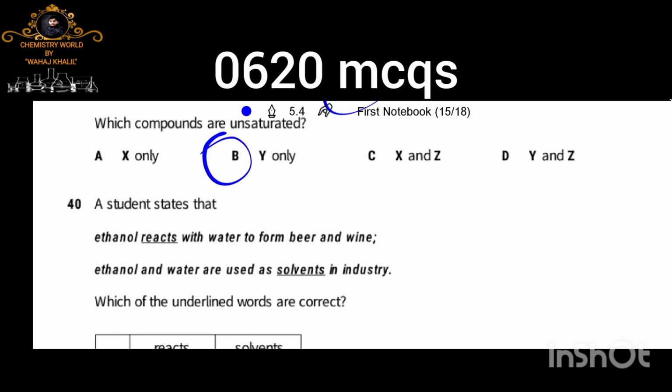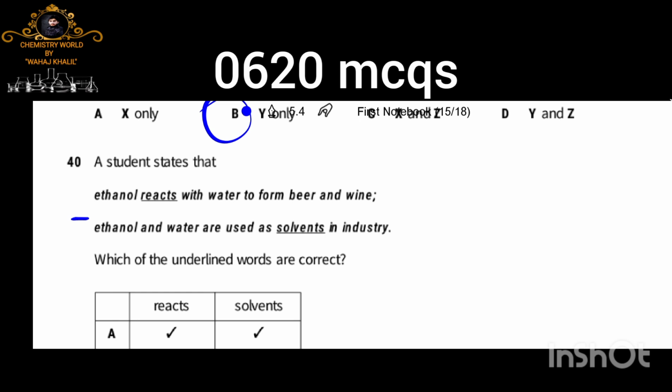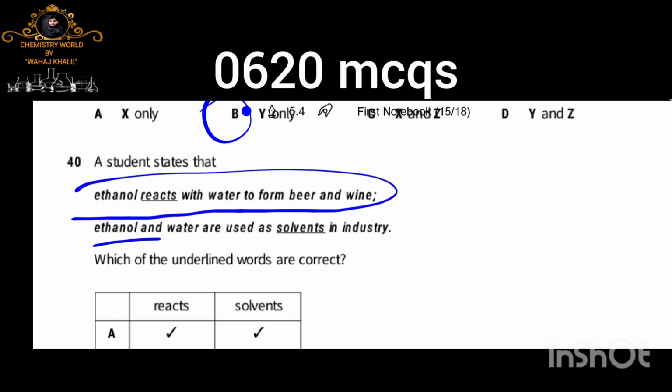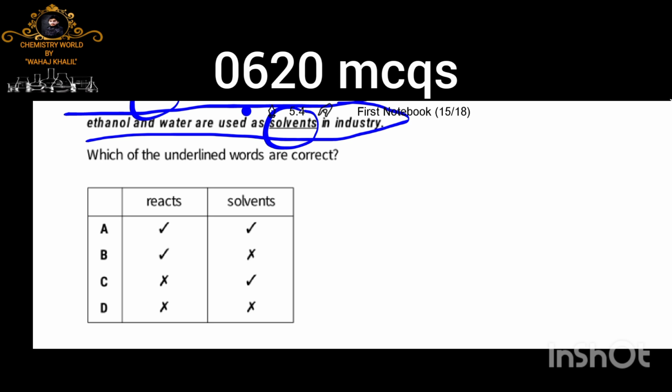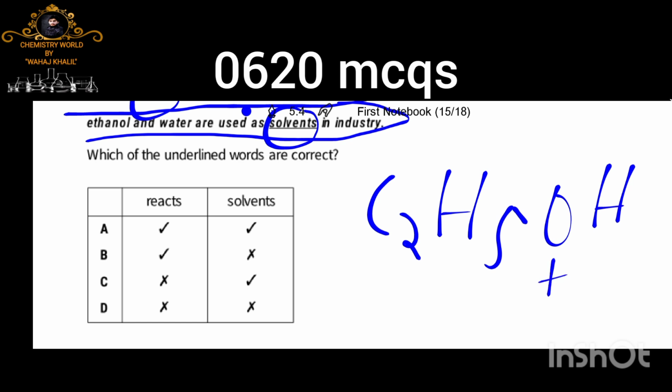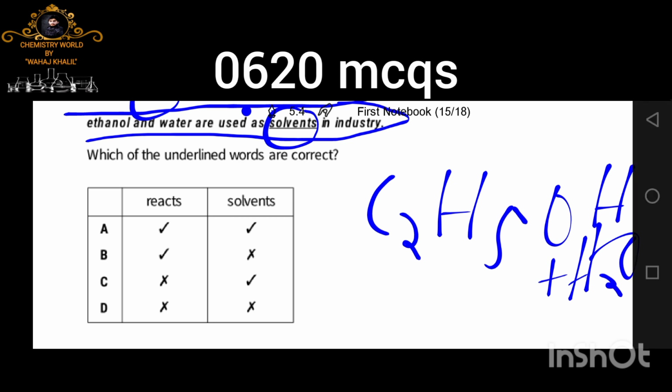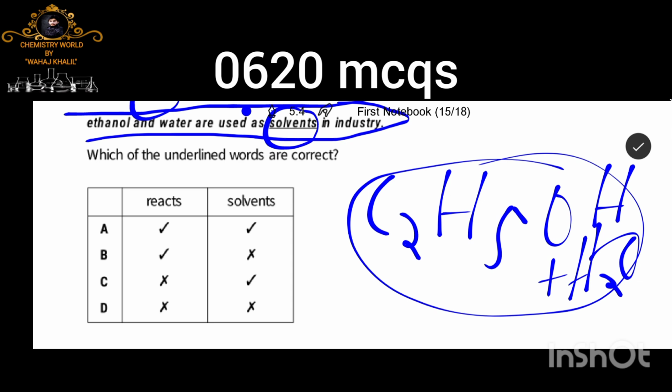A student states that ethanol reacts with water to form beer and wine. Ethanol and water are solvents. Two words are underlined. Which of the underlined words are correct? Reacts or solvent? We know that ethanol plus water, there is no reaction, but it dissolves in water. So they are solvents, but they can't react. So option C is the correct one.